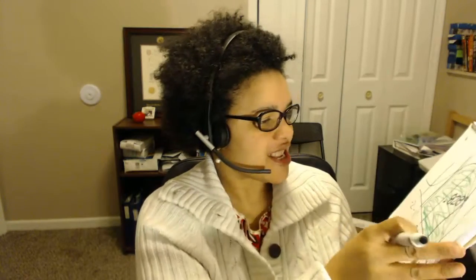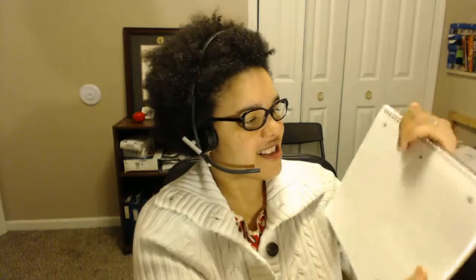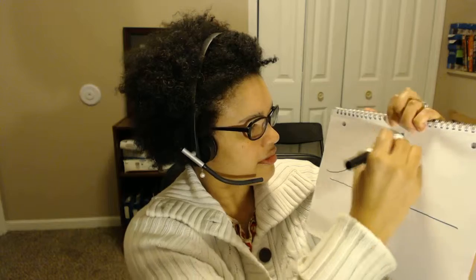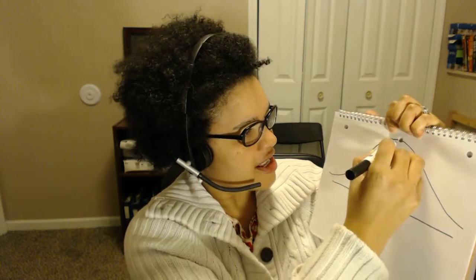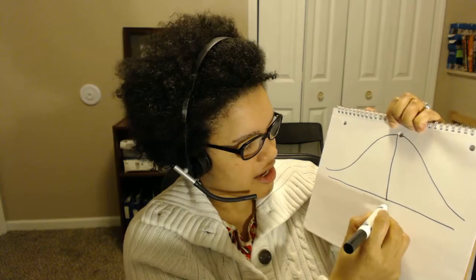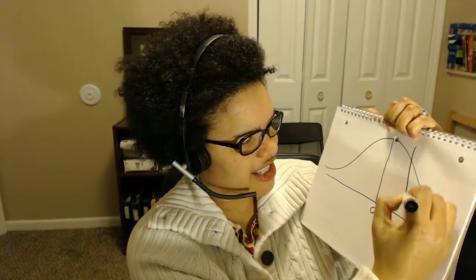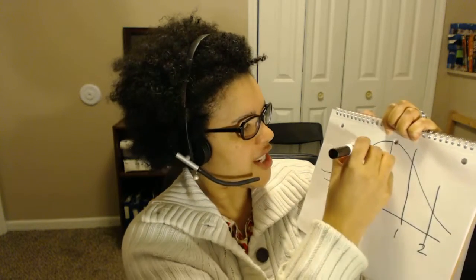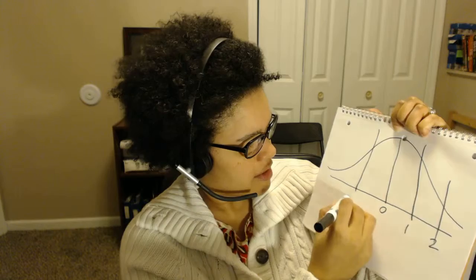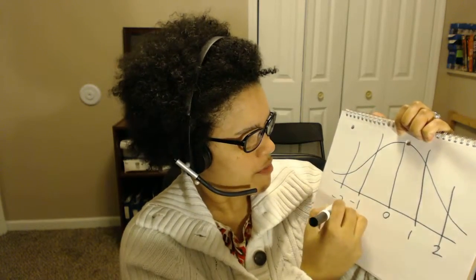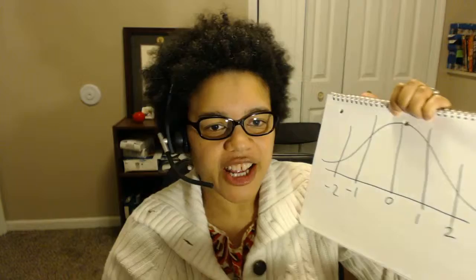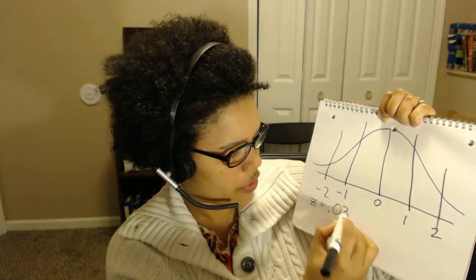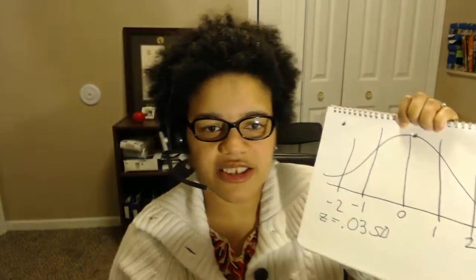So let's draw a picture. Here's 0 standard deviations, plus 1 standard deviation, plus 2 standard deviations, minus 1, minus 2. Okay, and it's asking us about z equal to 0.03 standard deviations.